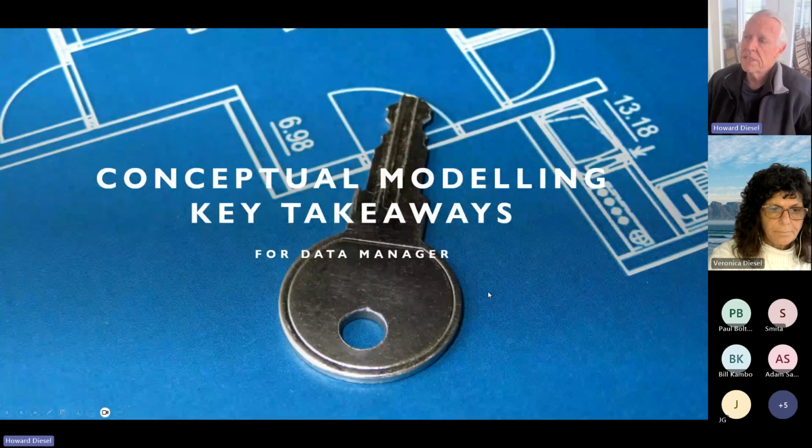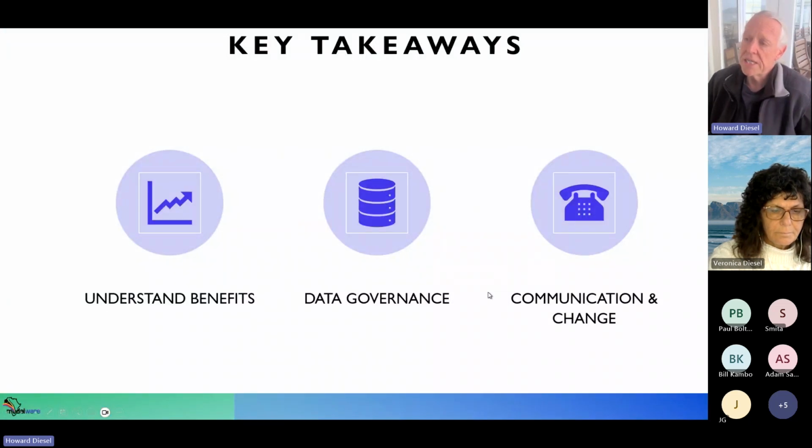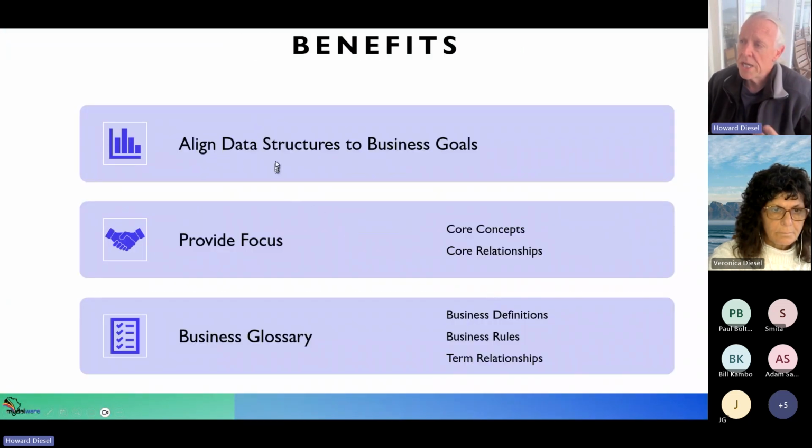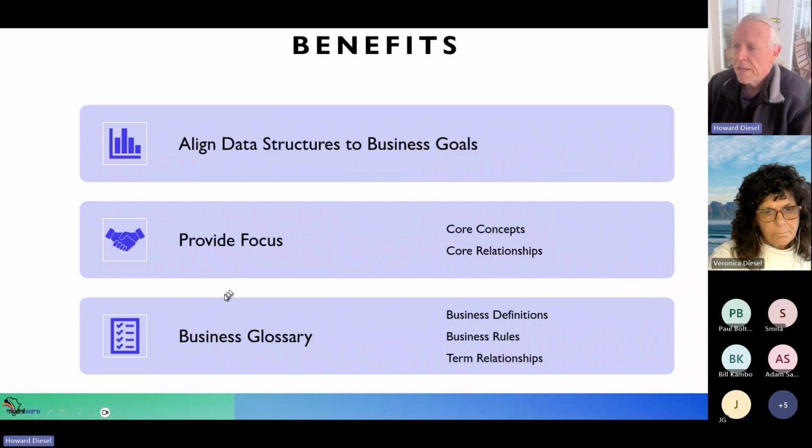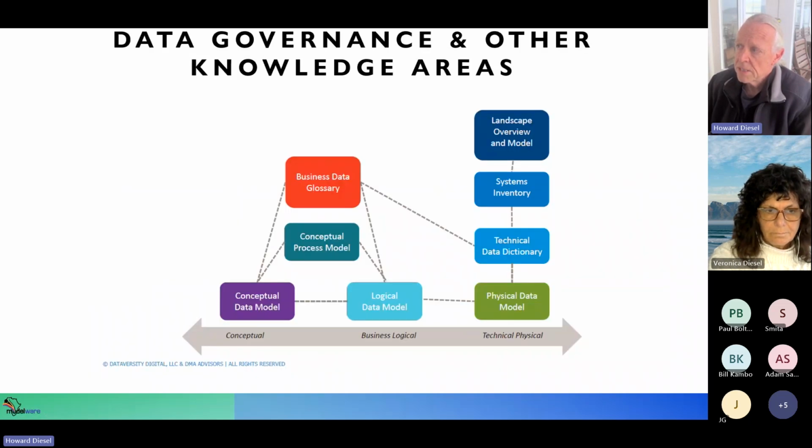Okay, so key modeling takeaways, understand the benefits. All right, how do we align data structure to business goals? That's what we were talking about with JG in terms of that problem definition, business objectives. Provide the focus, core concepts, core relationships. That's what we got to get. Guys, this is what the system has to do. And then the business glossary. Business definitions, business rules, and term relationships. There's the benefit that we get out of our conceptual models. Okay, and so here's just a view of the different data models that we work with.